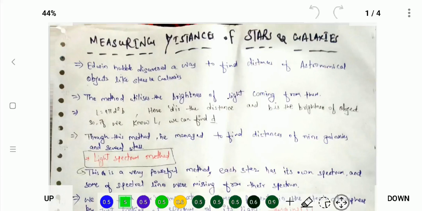In this episode, the first topic is how we measure the distances of stars and galaxies. This is a very important thing, and a very bizarre thing for me also: how do we measure that distance, that this is 4 billion light years, this is 3 billion light years? So, how do we measure that?